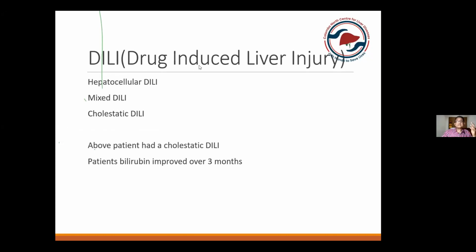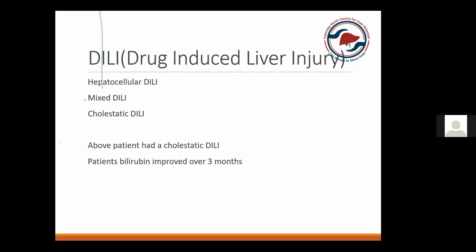But the correct international term for this is DILI, drug-induced liver injury. You don't call it drug-induced hepatitis because sometimes you just see what's called bland cholestasis. You see the elevation of bilirubin only. So people are reluctant to call it a hepatitis, and the correct term is drug-induced liver injury. It can be hepatocellular, it can be mixed, or it can be cholestatic.